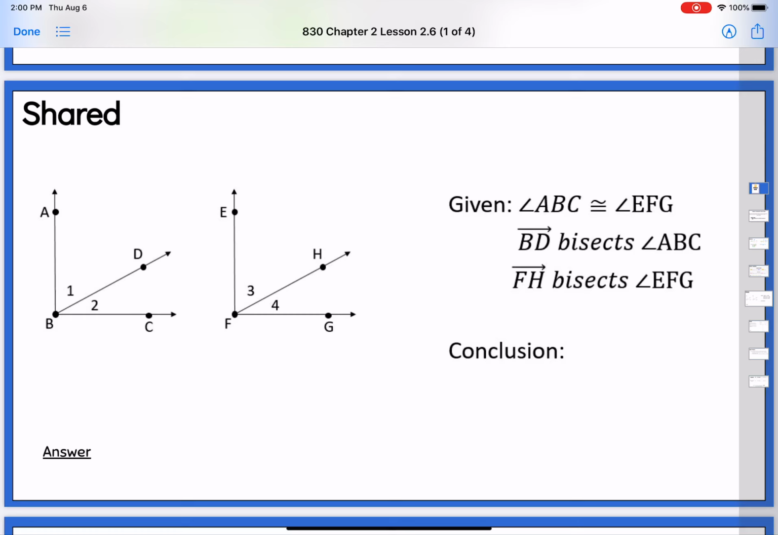So our given says angle ABC is congruent to angle EFG. Ray BD bisects angle ABC, and ray FH bisects angle EFG. Go ahead and pause the video and write down, what do you know about those pictures based off of that given? Think about your new properties.